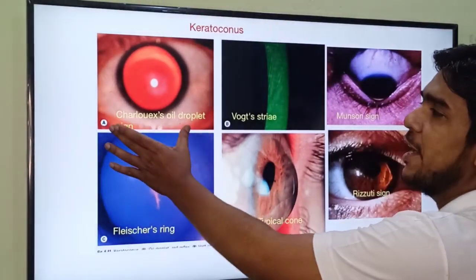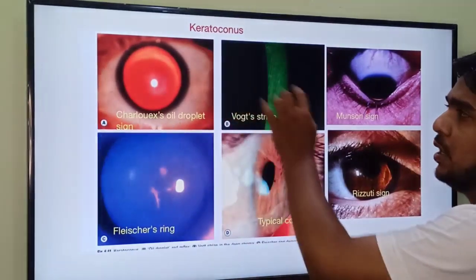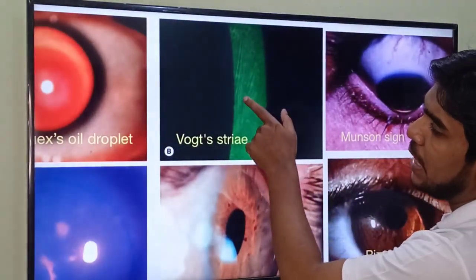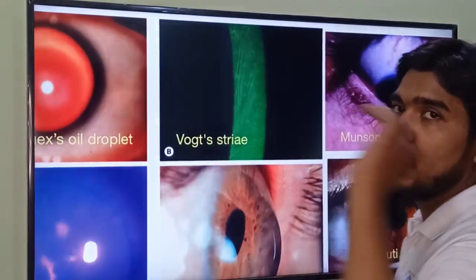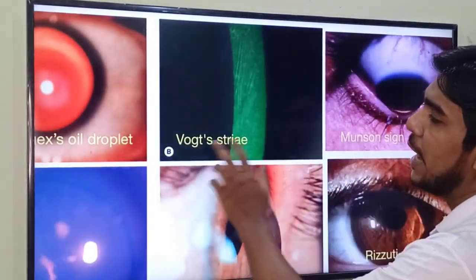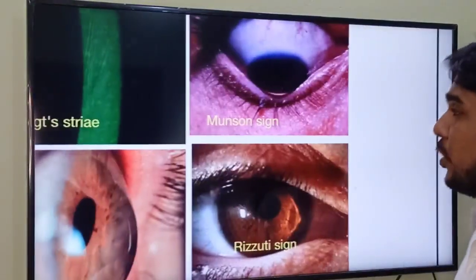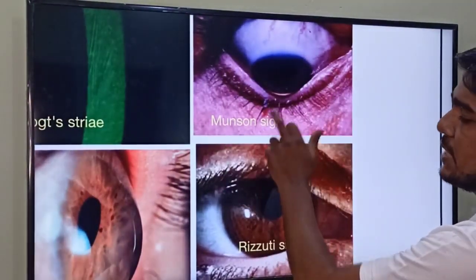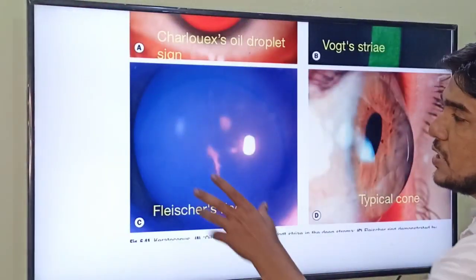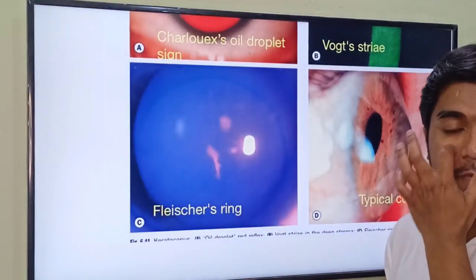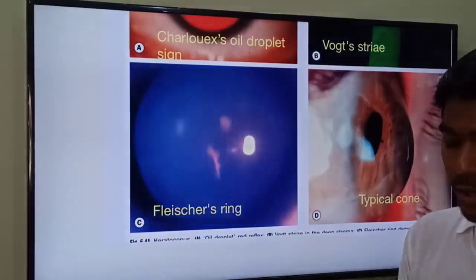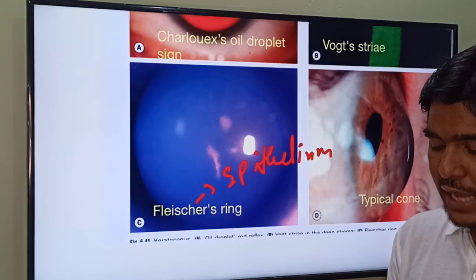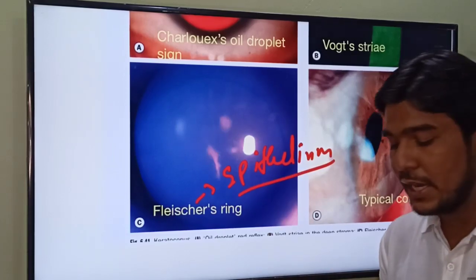Coming to a few signs, can you see this? This is the Charleux oil droplet sign. You can get a question on this. Can you see these striated folds? When you press the cornea, you will find this, and this is called Vogt's striae. When you ask the patient to look down, there is a V-shaped formation of the lower eyelid, Munson sign. This is the Fleischer ring. At which level is the Fleischer ring present? Anyone? Epithelium. There is iron deposition at the epithelium layer.